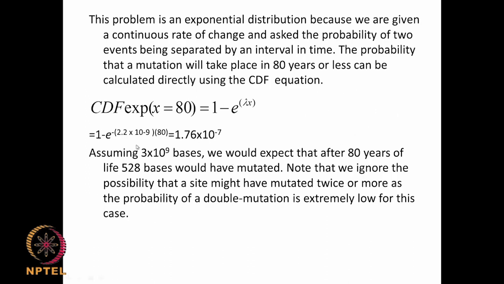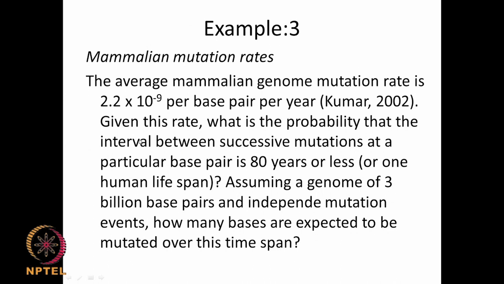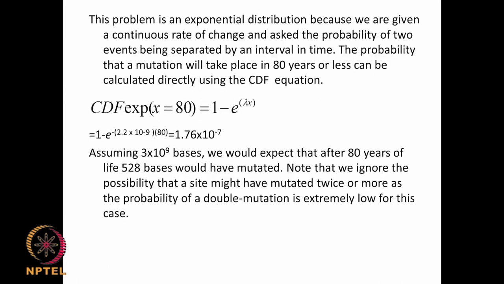1 minus e to the power of minus lambda x, where x is your 80 years and lambda is 2.2 × 10⁻⁹. When we multiply by 80, we end up getting 1.76 × 10⁻⁷. So, the probability that a mutation will take place in 80 years or less is given by this particular probability.